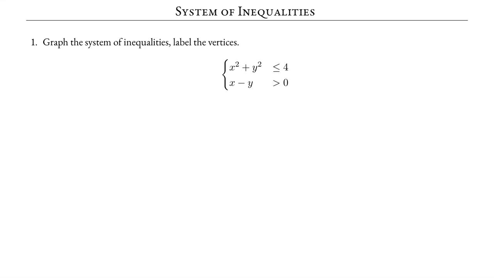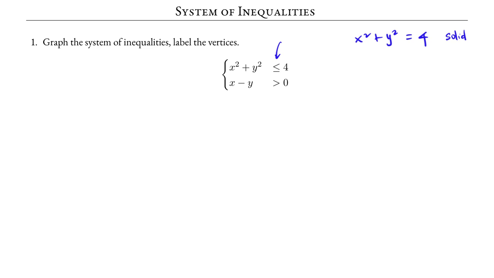Graph the system of inequalities and label the vertices. We first pretend to graph the system of equations. The first equation is x squared plus y squared equals 4, and we will use the solid line because of the equality within the inequality.